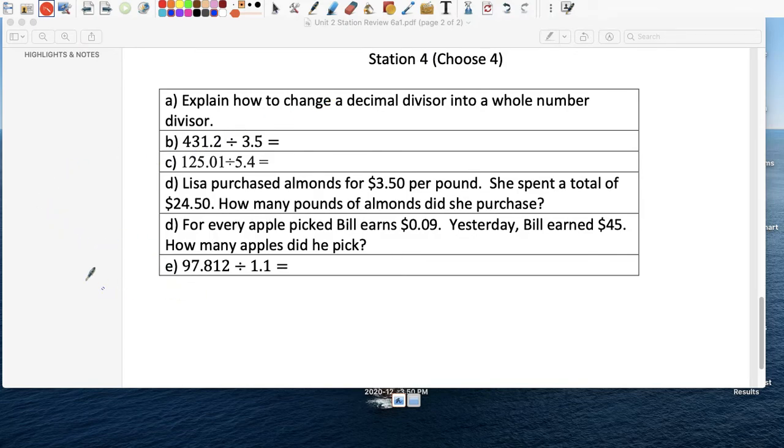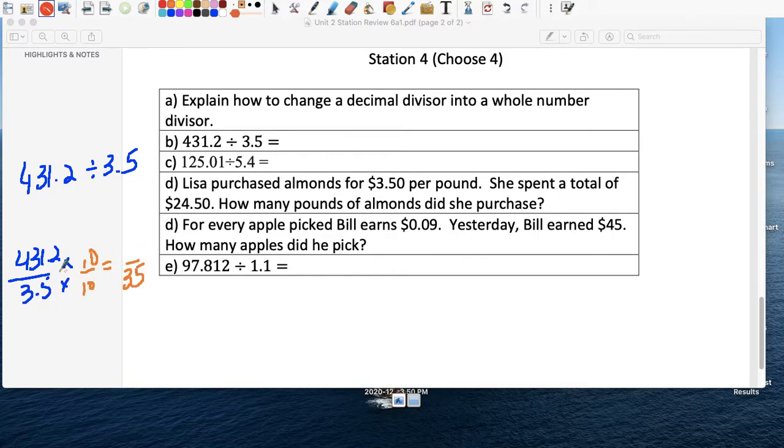First one, okay, so 431.2 divided by 3.5. The first thing we do, we multiply top and bottom by 10. So 3.5 becomes 35. 431.2 becomes 4,312. And then we divide.